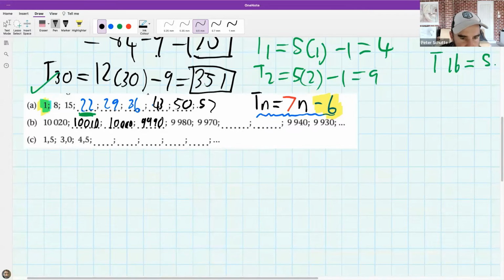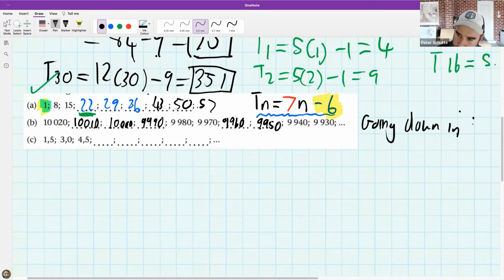9990. See if you agree with me. So this should be 9960 and this should be 9950. So it feels to me in words, if a question is complicated, just write it out in words. Going down in tens, right? So it's going down in tens.